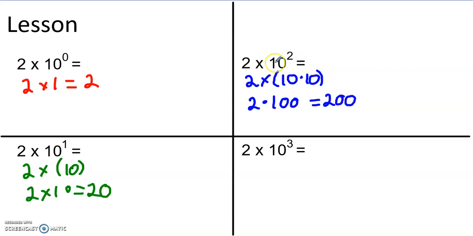So you see here, 10 is my base number. That's why I'm multiplying tens. And my exponent is 2, so I'm multiplying it twice. Again, I put it in parentheses because I must solve this first. I must solve it first before I multiply it by 2, because if I did that, I would have a little bit of a problem later on if I have other factors involved. So we always want to do this first.